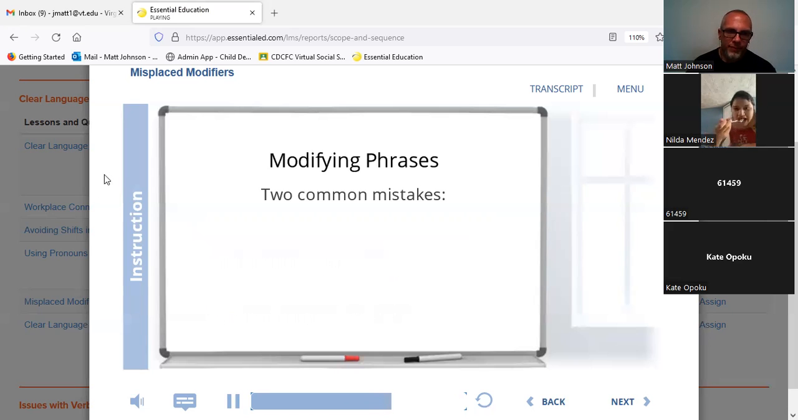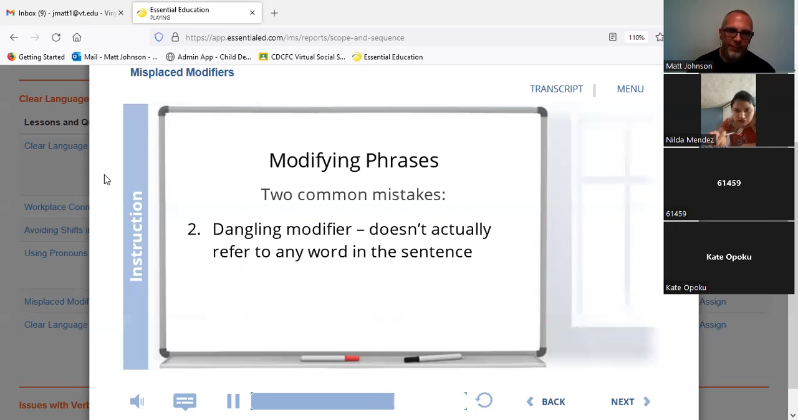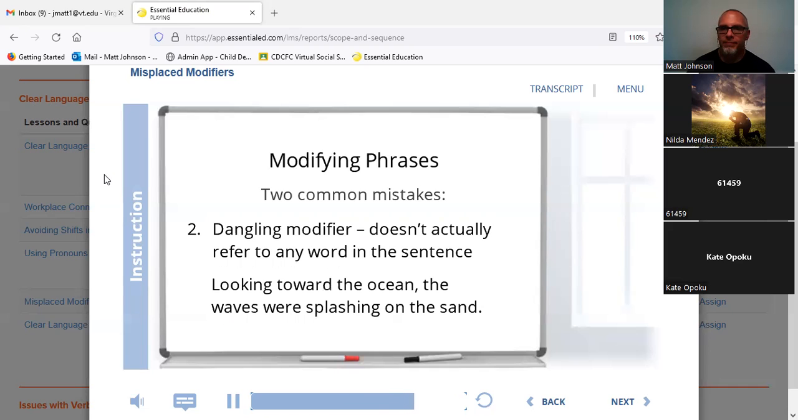Another problem is called a dangling modifier. When there's a dangling modifier, the modifier doesn't actually refer to any word in the sentence. It's really common when you start a sentence with an ing modifying phrase. Here's an example. Looking toward the ocean, the waves were splashing on the sand. What does the phrase looking toward the ocean describe? Who is looking? Waves can't look. There's no one in the sentence that could be looking, so it's a dangling modifier.